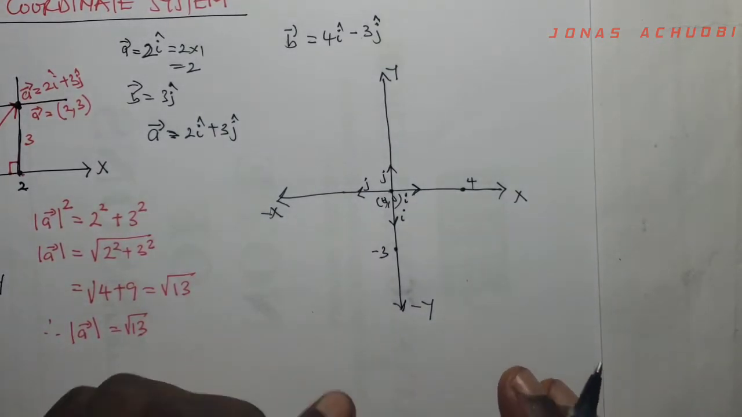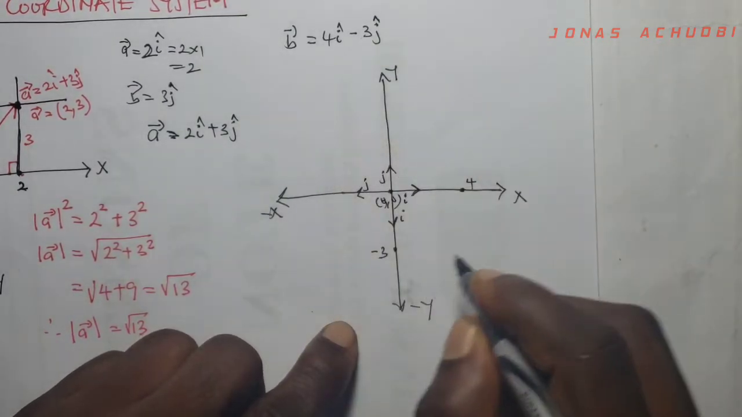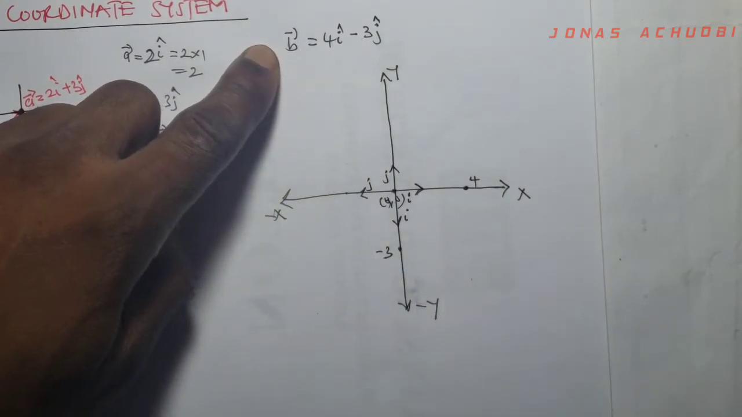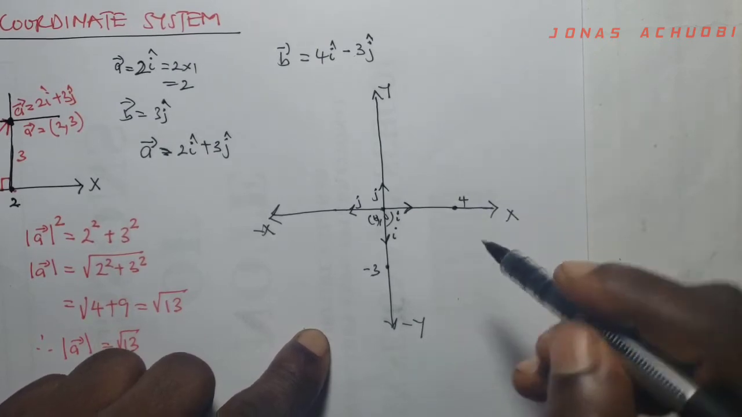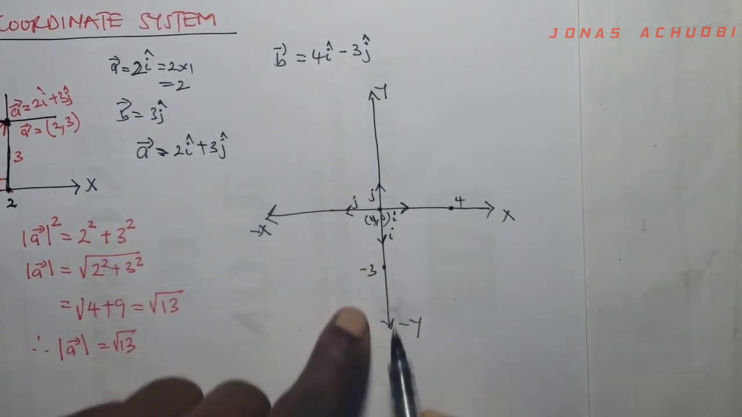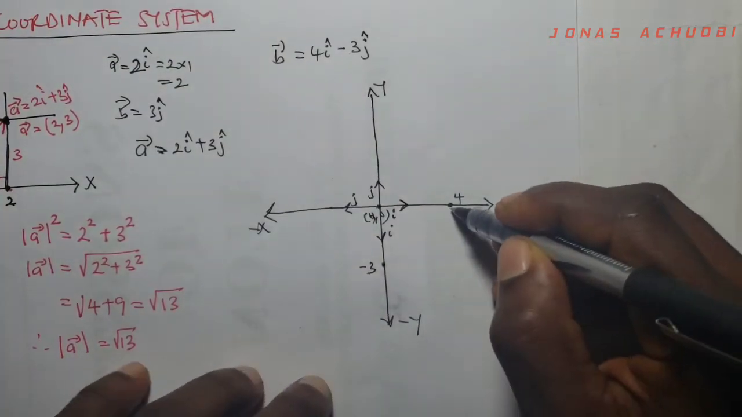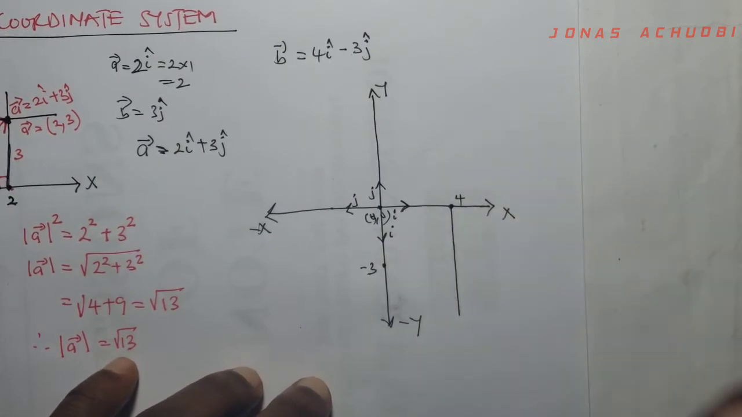So we want to now locate the point in space here where this vector B should be. So what do we do? As usual, at this point here, 4, we'll draw a line that is parallel to the y direction. So this line here is parallel to the y direction.